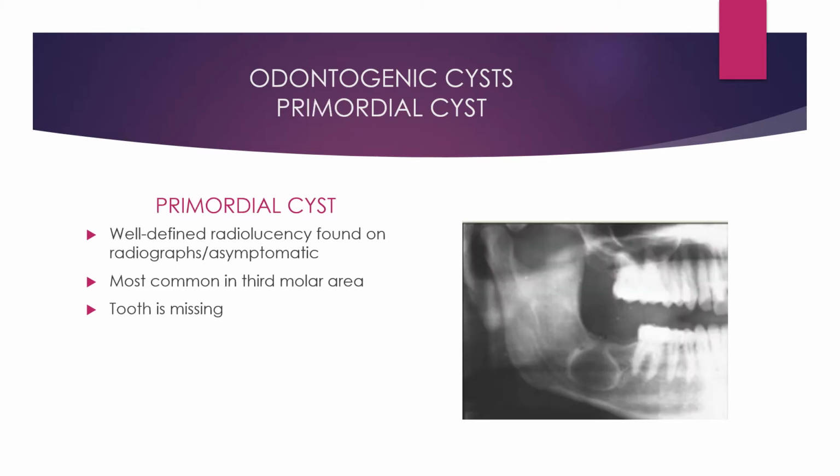A primordial cyst is a well-defined radiolucency found in radiographs and is asymptomatic. It's probably most common in the third molar area, and usually the tooth is missing, and it's not usually associated with a tooth or an unerupted tooth.